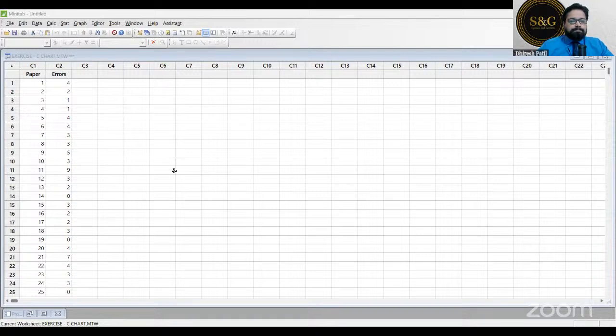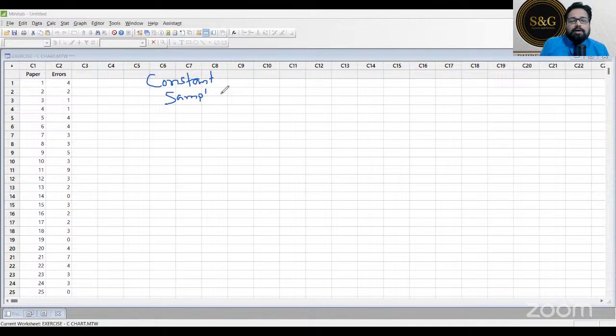Sure. So let's look at it. When do we use C chart? When we have defect data and constant sample size. Just try to understand this. Now, there is a teacher who is checking the question papers of the students. For every question paper, obviously the number of questions is going to be the same. So this is called constant sample size.